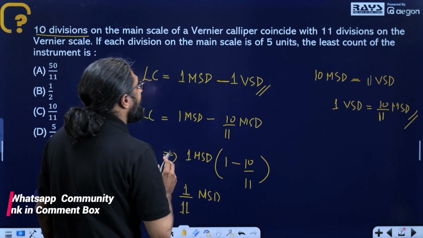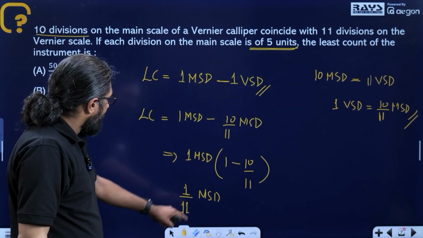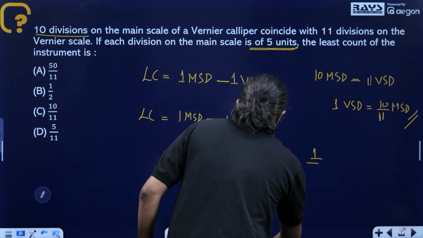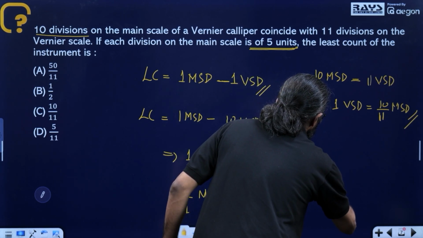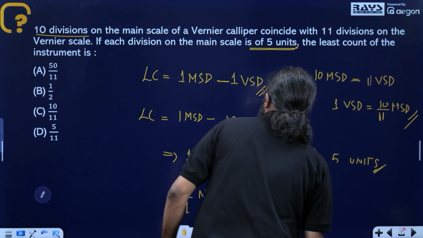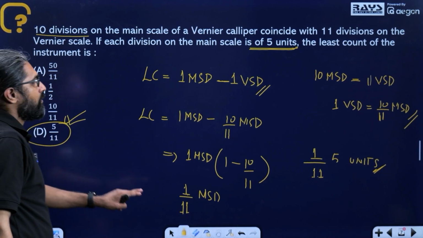Now the question very clearly says that 1 MSD is 5 units, so we have 1 by 11, 1 divided by 11 of 5 units, that is basically 5 by 11 units. The correct answer would be option D. It's a very simple question.